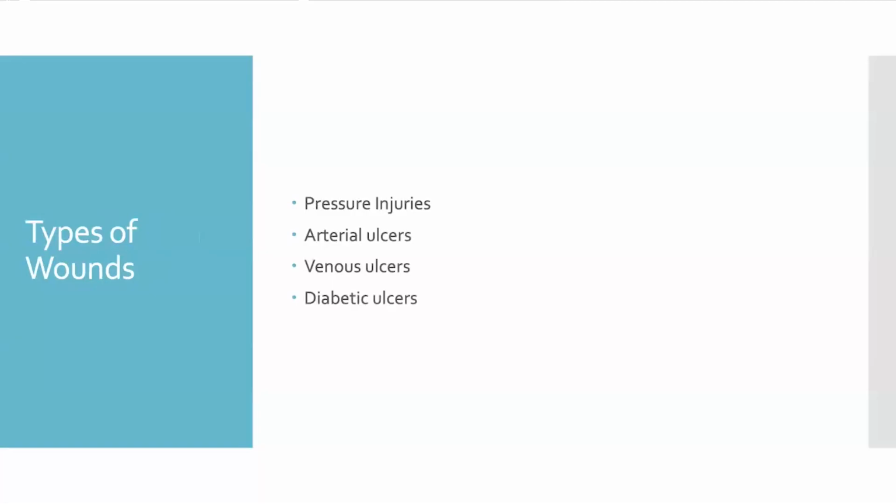And then we will discuss the types of wounds. So the most common one that we are all quite familiar with is pressure injuries. These are the most popular ones to discuss. Then there are arterial ulcers, venous ulcers, and diabetic ulcers. And you will probably come across each type of these as you go along in your medical career.